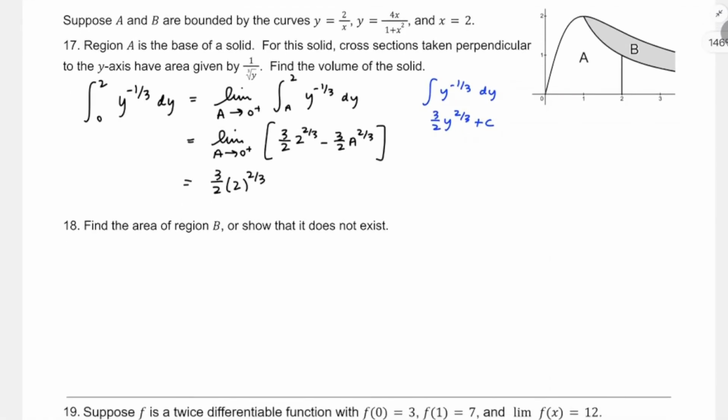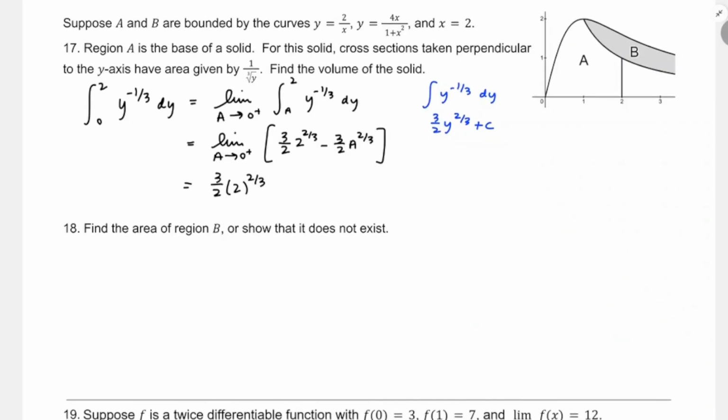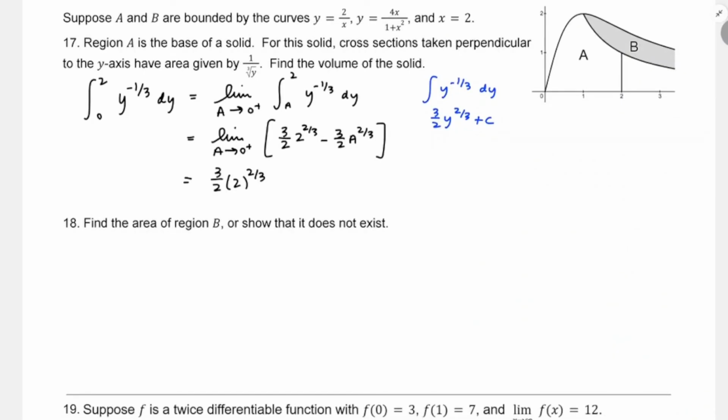And then finding the area of region B or showing that it doesn't exist. This one I found surprising. Okay, so I remember when I found the problem. So B is going to be top minus bottom. I do need to figure out which one's which, though. Okay, on bottom, I can see x equals 3. That looks like 2/3 to me. And when x equals 3, 12 over 10 would be a little bit bigger than 1. Okay, yeah, so top is going to be the more interesting fraction.